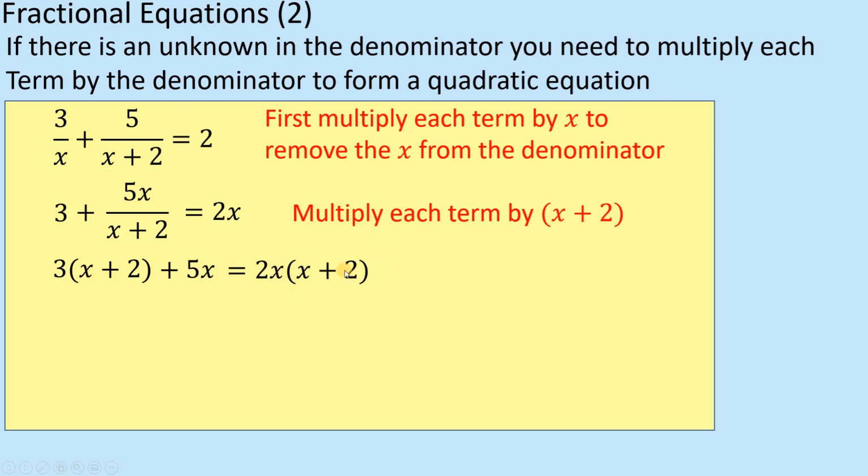All right, and at this point, we're in a decent place because we don't have any denominators anymore, which is what we're trying to get to. But of course, we have a bunch of brackets. All right, so we're going to expand them, like we've done before. So if I expand this first bit, I've got 3x plus 6, and then I've got the 5x as it is. And then if I expand this bit, I've got 2x times x, which will be 2x squared, and then 2x times the 2, which will give you plus 4x.